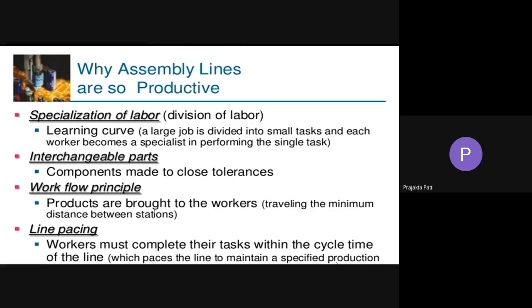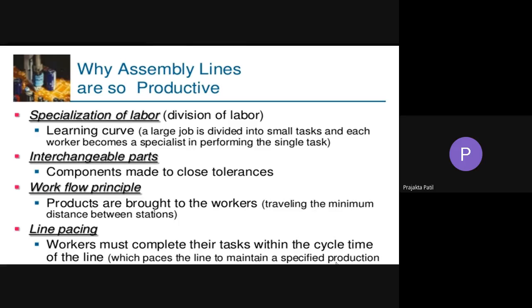Next is line pacing. The worker must complete their task within the cycle time of the line. Workers on an assembly line are usually required to complete their assigned task on each work unit within a certain cycle time, which paces the line to maintain a specified production rate. Pacing here generally is implemented by means of a mechanized conveyor. Line pacing becomes very important, and if you are taking more time than the cycle time, then of course the production rate is going to get hampered. So the line pacing principle is yet another important principle to be considered.